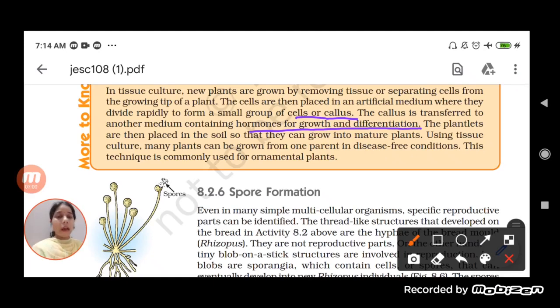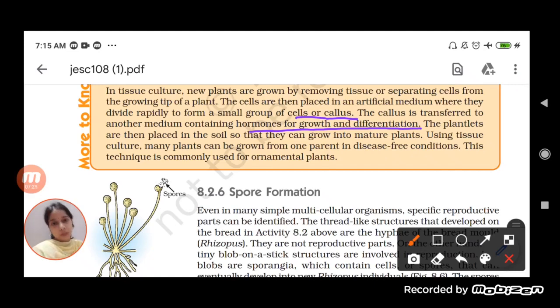So again, we are artificially giving the environment to it, right? When we give the environment by providing the hormones to it, then it will grow into a small plantlet. Now this plantlet we are going to plant in the soil, and it will grow into a mature plant.